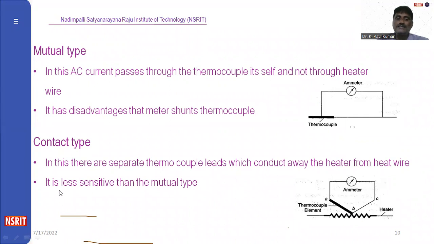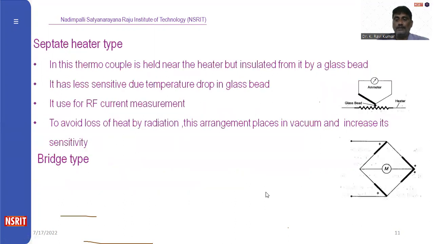So it is less sensitive than the mutual type. Why? Because the sensitivity is less, since we are using separate elements. One is a heater, another one is the thermocouple element. Right? Now the separate heater type.